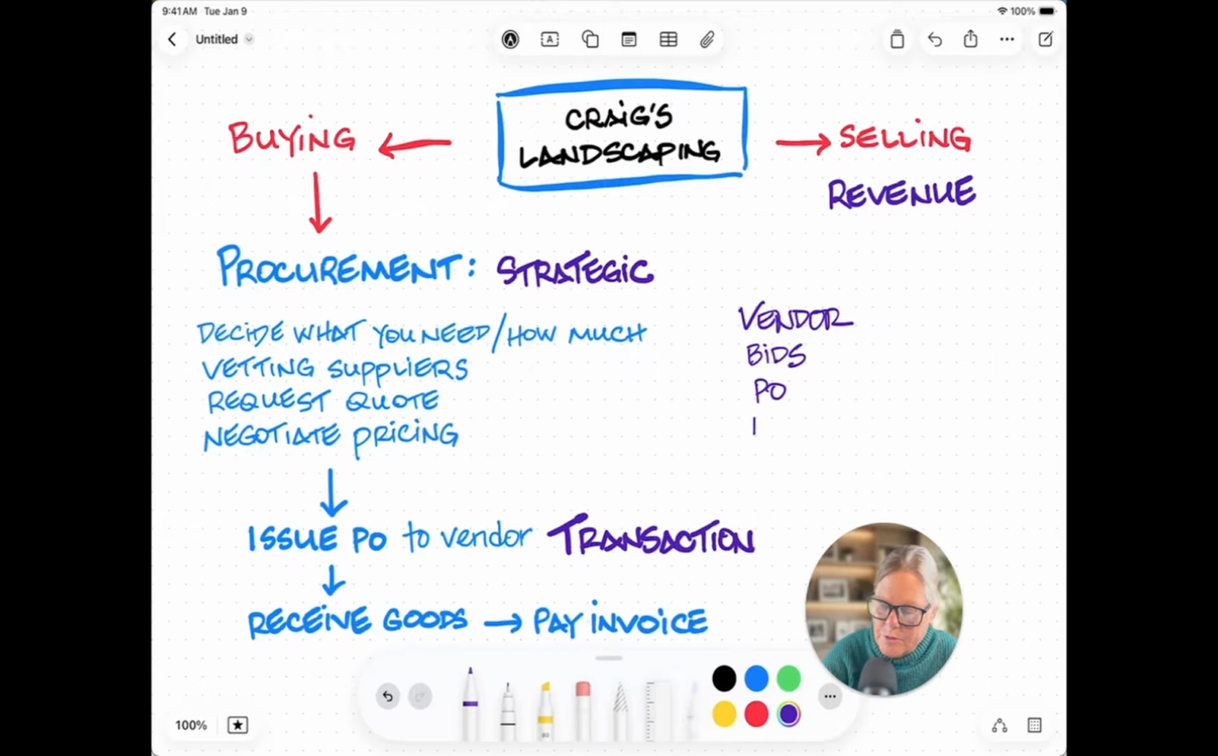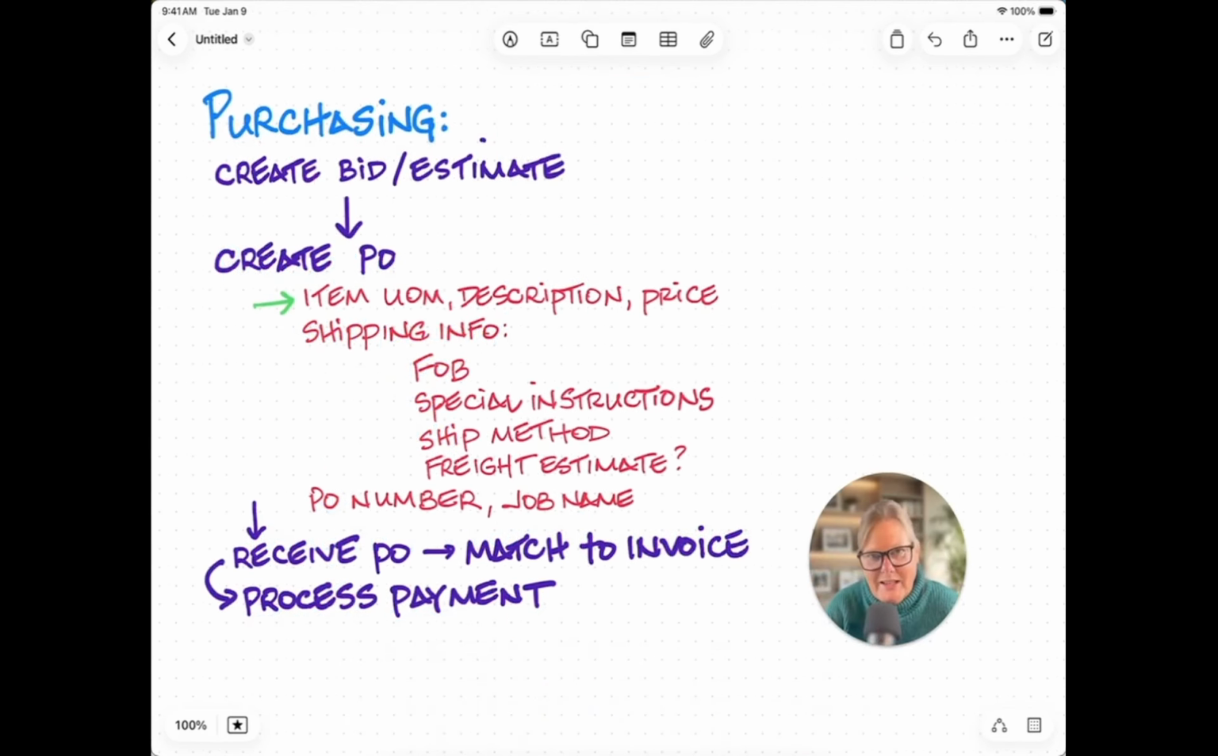And you want to be able to, with whatever tool that you have, keep all the information the same as you go. That would be critical for someone like Craig, and also to be able to run reports to see how much money he's spending on a job, or how much money he's spending on certain types of materials, and how much money he's spending with certain vendors. So let's talk about the purchasing aspect.